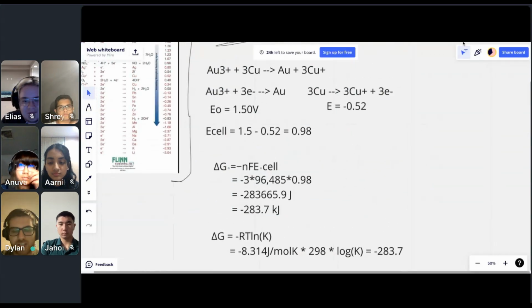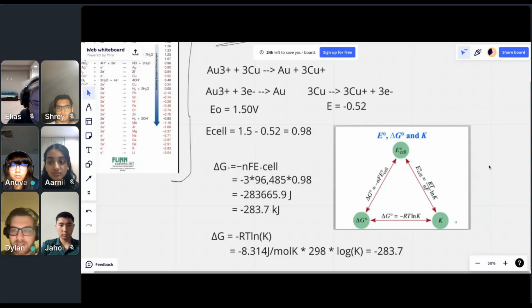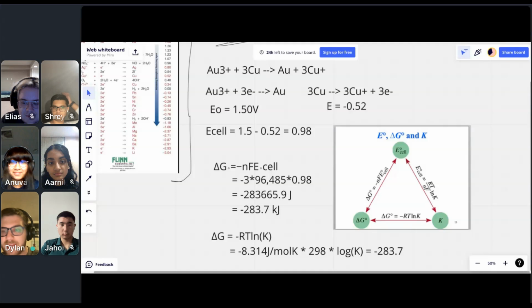Let me see if I can find an image actually. There's a triangle of equations that is very fun to look at. Here it is. Let me drop that right here. These are the equations that relate E cell, delta G, and K, which can help us talk about how these three things are related, right? They're all the same concept of telling us: what is the movement of these electrons? What is the spontaneity of this reaction? How far will this reaction go?